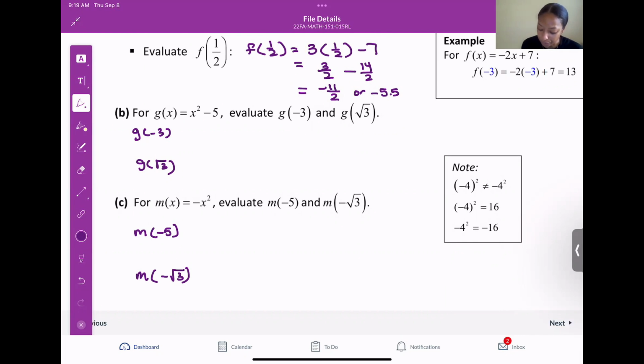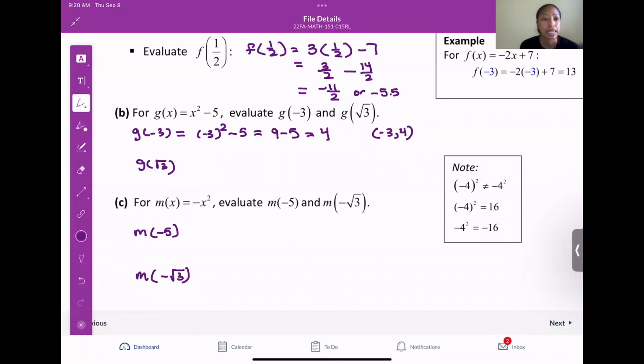For g of -3, we're replacing the x in x squared minus 5 with -3. You want to be careful here and make sure you include the negative when you square. So that's parentheses -3 all squared minus 5. This would give us 9 minus 5, which equals 4. And we're not asked to do this, but let's just go ahead and write the ordered pair. So we have the ordered pair -3, 4 on the graph of g.